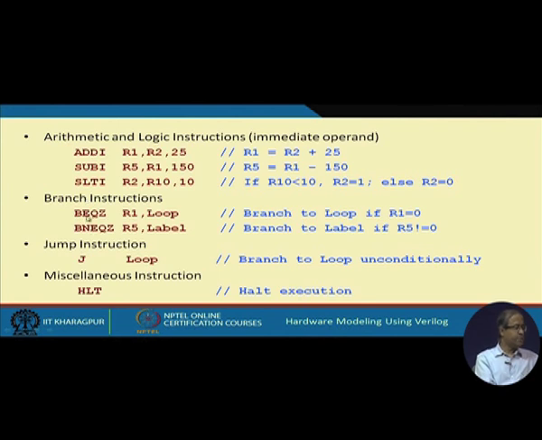There are two types of branch instruction we will be considering: branch equal to 0 and branch not equal to 0. Branch equal to 0 means there is a register specified, and we check whether this register is 0 or not. If it is 0, then we jump to loop, otherwise we proceed with the next instruction. Similarly, for not equal to 0, if R5 is not equal to 0, then you jump to this label.